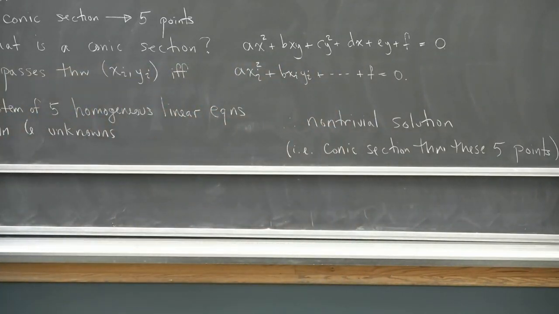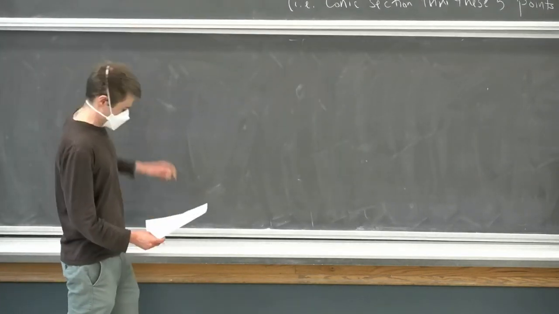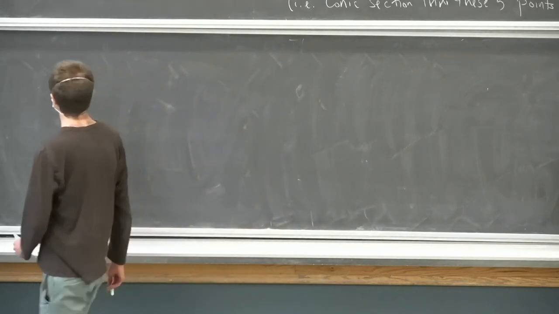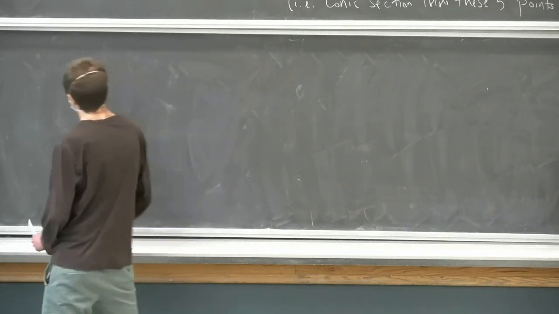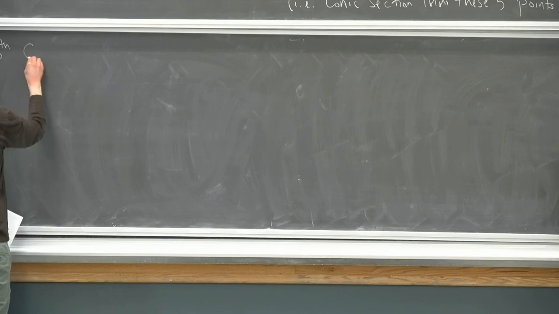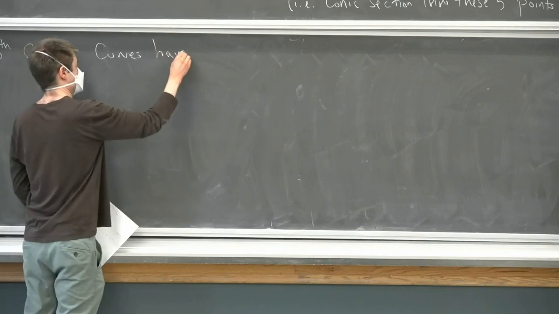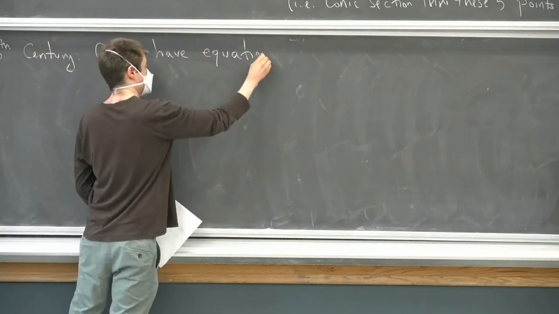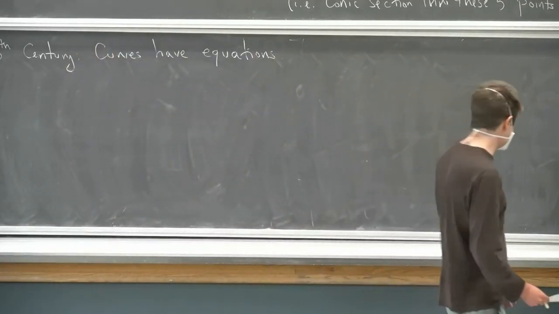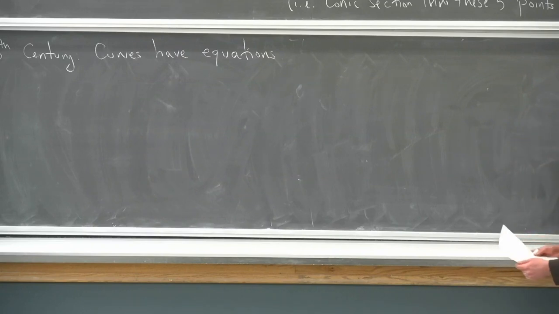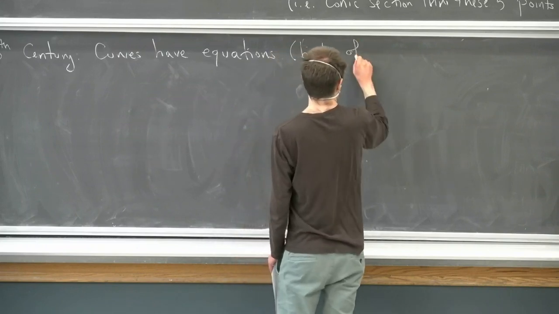So this is the key realization that was made in the 18th century. Basically that curves have equations, and we can study the ability of curves to pass through points by studying their defining equations. This is, in some sense, the birth of algebraic geometry.